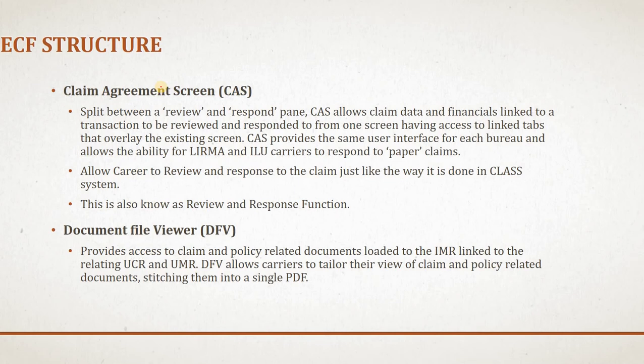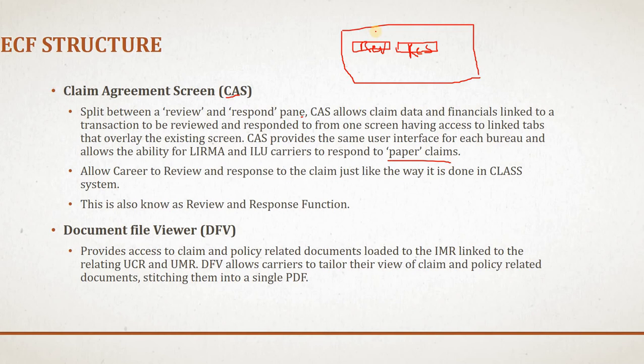Now the third, important service is the Claim Agreement Screen, which we also call CAS. It has a split between a review and response pane for the transaction to be reviewed and responded to. CAS provides the same user interface for each bureau. So what happens here, you have a screen, and here you will have one tab for review and another tab for response, review and RES.